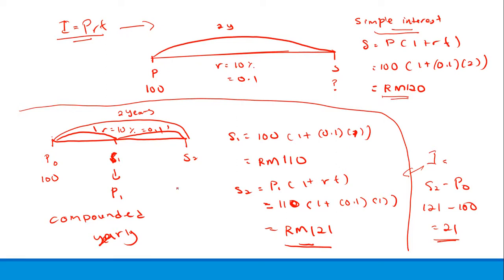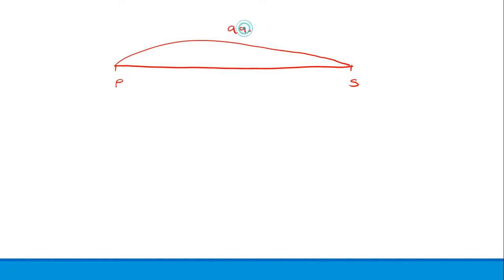However, if you have, let's say, P until S, and let's say it is 99 years. Let's say compounded, R equal to 10% or 0.1, and you need to find S. Let's say 100 ringgit compounded. The keyword is compounded yearly, which means they pay the interest every 1 year.